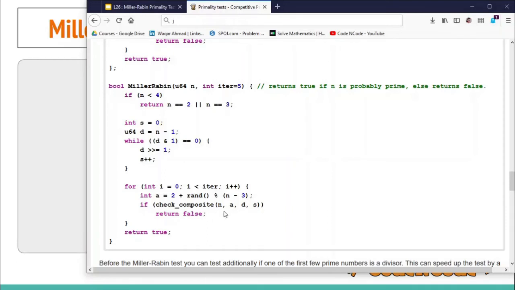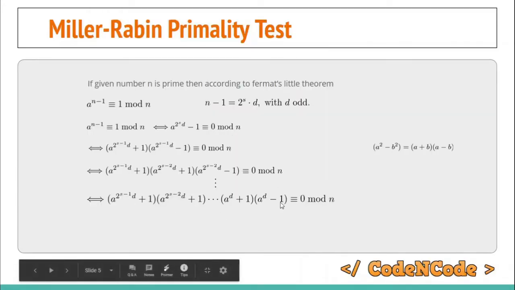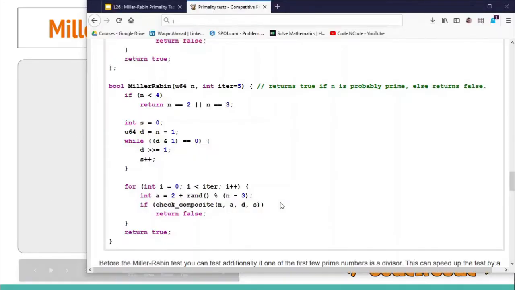If n doesn't divide any of these factors, then it is a composite number for sure. If it is a composite number, straight away we return false. Otherwise, after running all of these iterations, if we have found that it is not a composite number, then there is a strong probability that n is actually a prime number, and finally we return true.